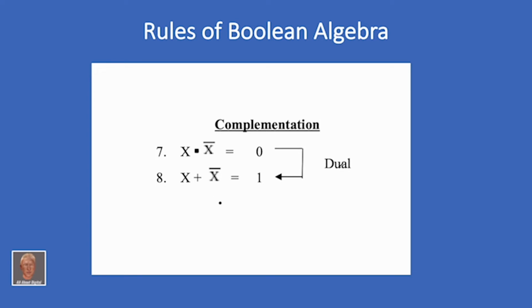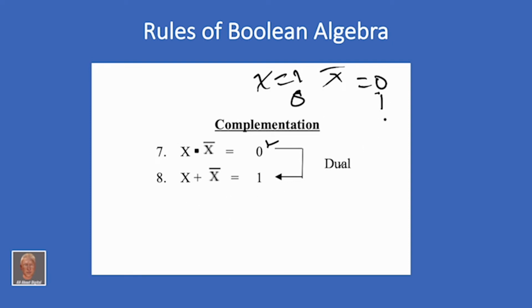Now let's talk about complementation. Anytime you have a variable and its complement multiplied or intersected together, that's equal to 0. So let's check that out. Let x equal 1. x equals 1, x bar equals 0. So we have 1 times 0. 1 times 0 is 0. What if x is equal to 0? So x is equal to 0, x bar is equal to 1. 0 times 1 is 0. So that's the same as normal algebra.